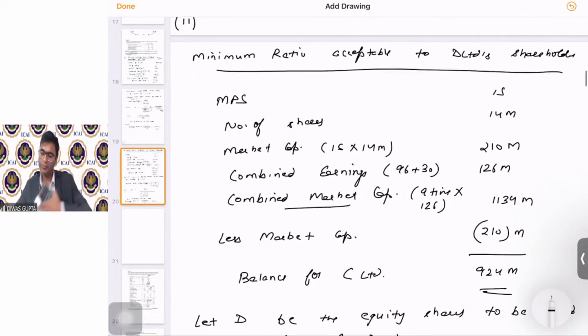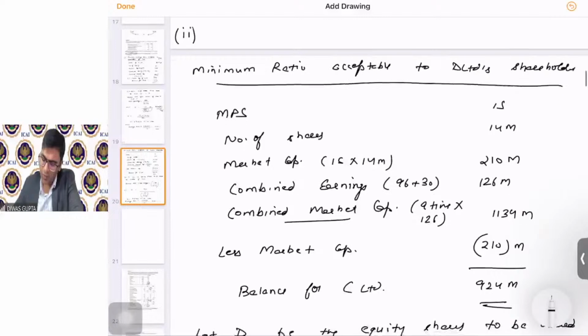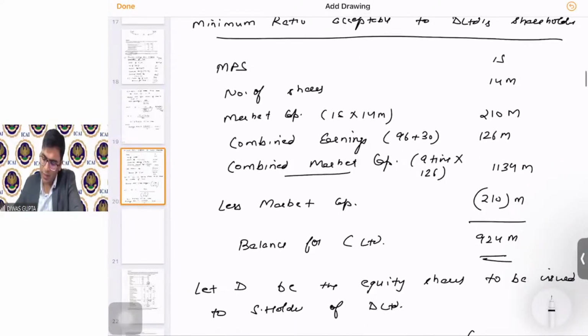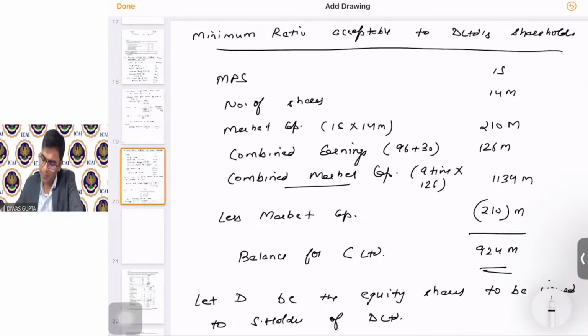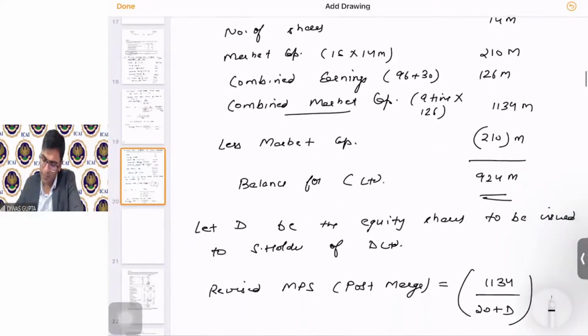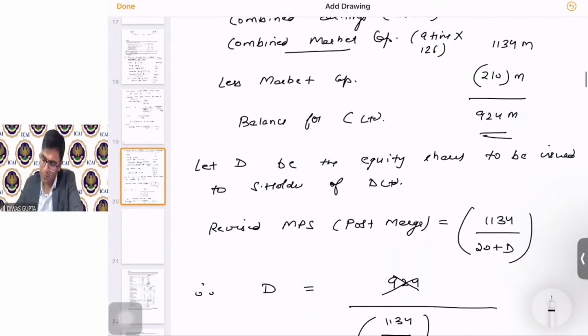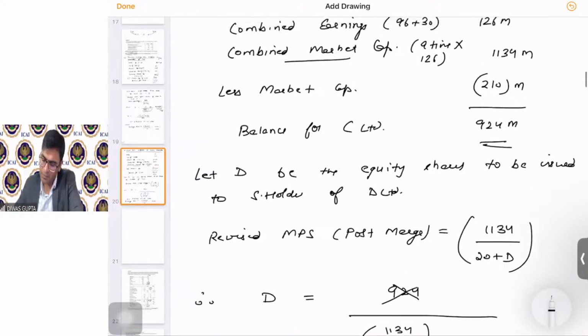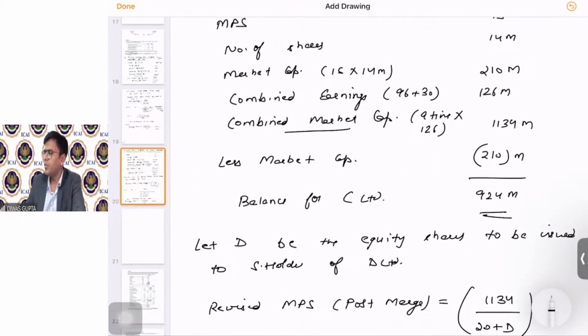Just a second, students. Minimum ratio acceptable to the Delimited shareholders was number of shares, market cap was 210. Let me again go through the question. What is the minimum exchange ratio if the P/E ratio of the combined firm is 9? What is the minimum exchange ratio acceptable to Delimited? Right. So Delimited was the seller or buyer? Delimited was the buyer.